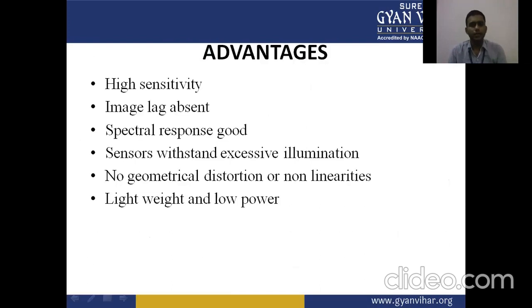The main advantages of CCD cameras are high sensitivity, image lag absent, good spectral response, the sensor withstands excessive illumination, no geometrical distortion or non-linearities, and lightweight and low power. So these are the main advantages of the CCD camera. It is very important to understand the concept of the CCD camera.